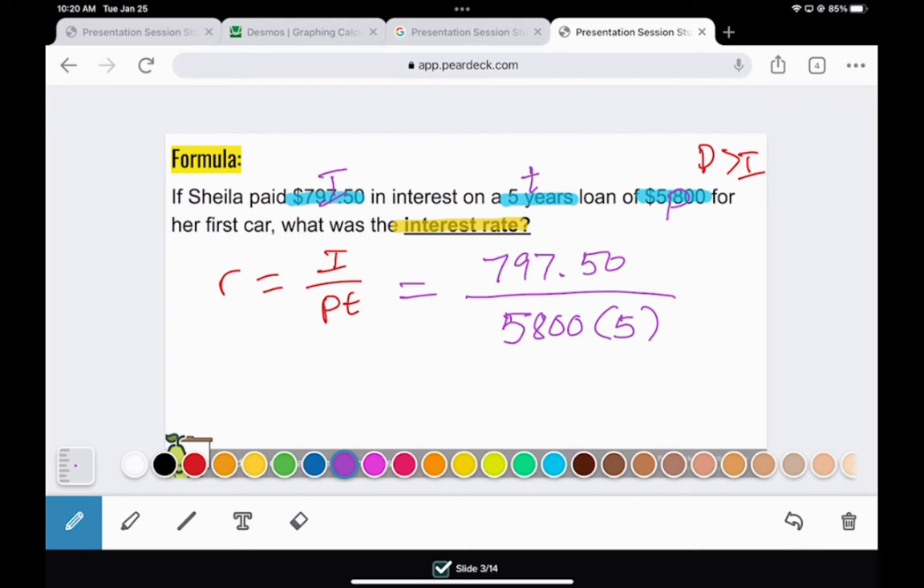I will type this in. If you have a calculator, you can do a fraction, so you don't have to do a whole lot of parentheses. If you don't have that option, make sure you have this parenthesis in there, because otherwise you have a different answer than what I have, okay? 797.50 over 5,800 times 5 is 0.0275. If you convert this to percent, it's 2.75%. How you get to percent, you multiply by 100. So this is how you find the interest rate.